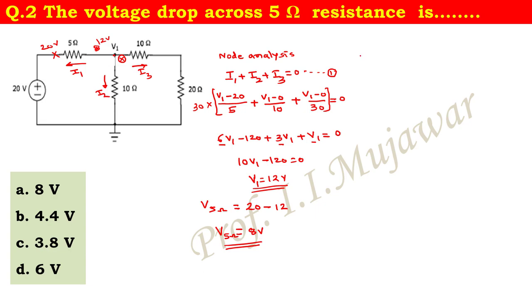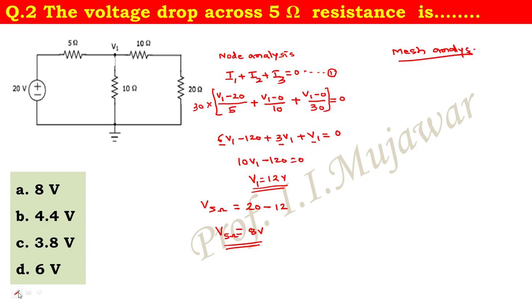Now you can have another option for the same problem. Suppose you are solving this problem using mesh analysis. For mesh analysis, what you have to do is assume the number of loops. Here the loops are 2. If you look at this circuit, you have 2 loops.